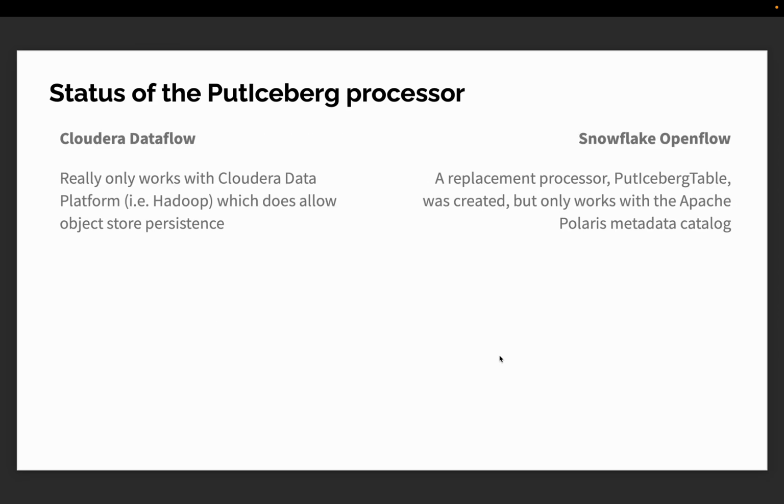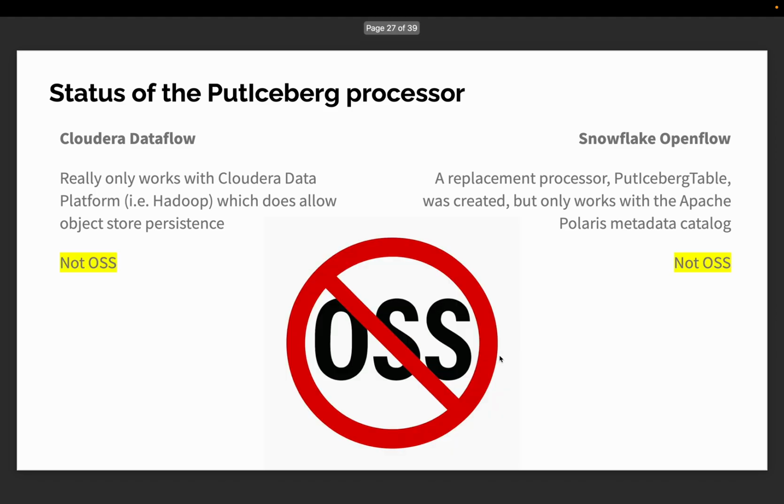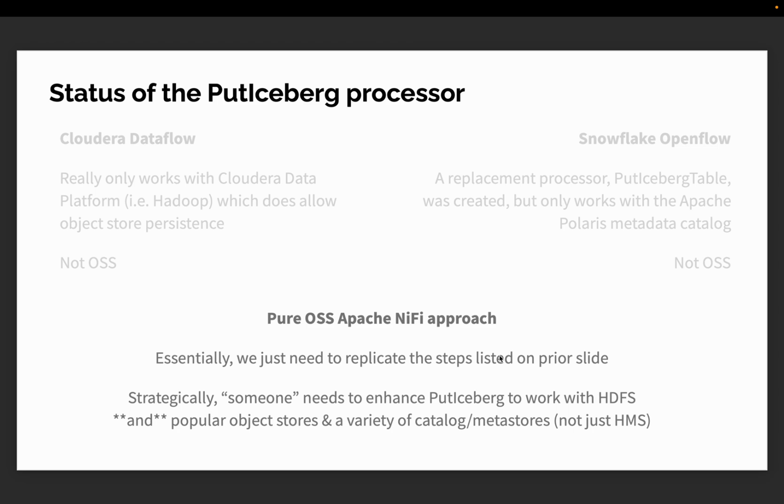So it sounds like a good thing. Problem is, well, with CDF, it's there. Amazingly, while it can put on things like S3, it really kind of works with CDP, the Hadoop platform, Snowflake. Know these guys well. Built a processor called Put Iceberg Table. Pretty limited, only Parquet, only Polaris catalog. But at the end of the day, the problem is it's not open source. And that's not a problem, but it may be a problem for us. Today it's a problem because I want to do it all with Apache software.